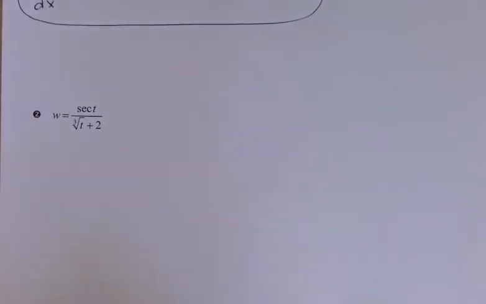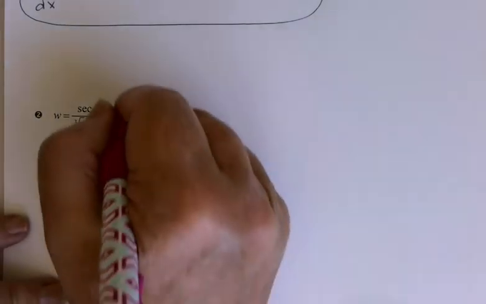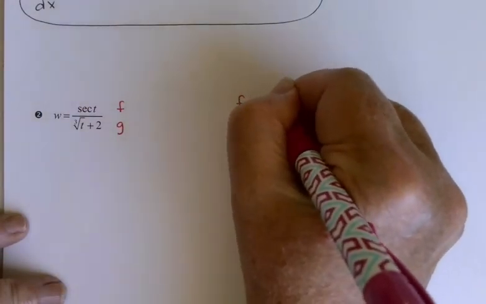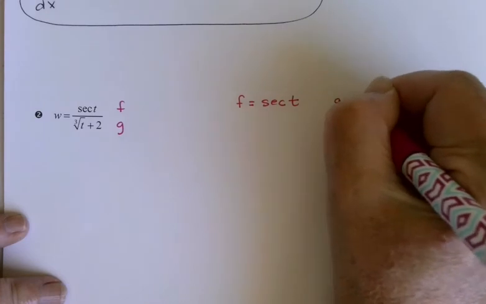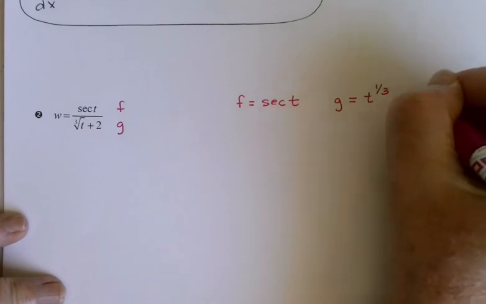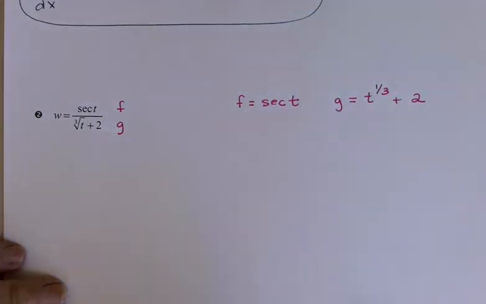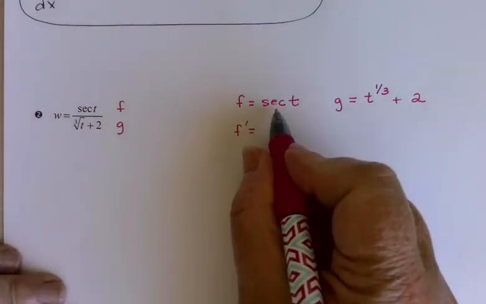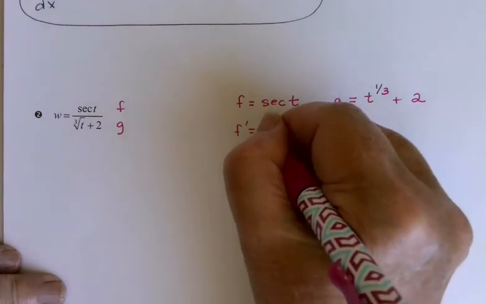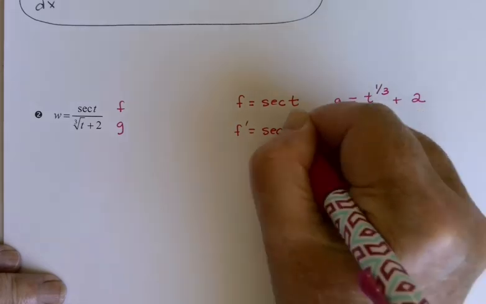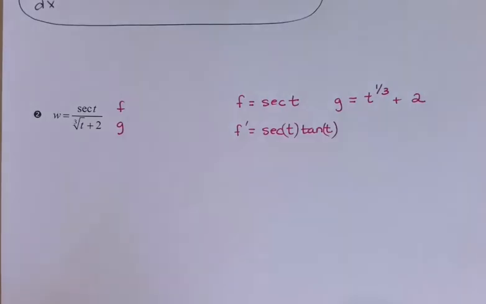One more. Here is clearly a quotient, so we'll have to apply a quotient rule to take the derivative of w. So f is secant t, and g, I'm going to write that as t to the 1/3 plus 2, making it a little easier to take the derivative. F prime, again, one of our new ones. The derivative of secant, just right up at the top of the page, is secant t tangent t. That's a lot of t's, so I'm going to throw some parentheses in there.